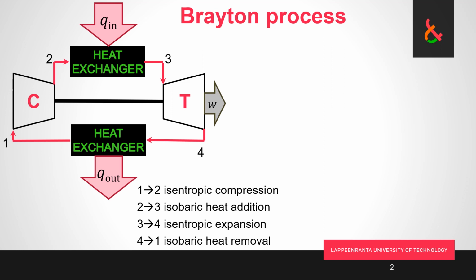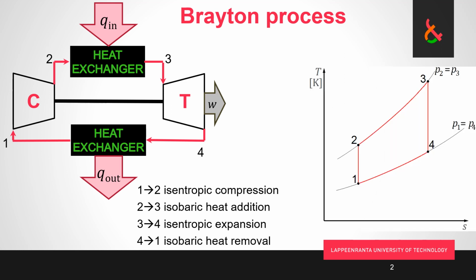And this is very much simpler than the steam cycle. We have only 4 basic components. If we start from point number 1, we go through the compressor, marked with C, in isentropic compression. Then we have a heat exchanger where we bring heat to our work fluid. The heated high pressure fluid is expanded isentropically in the turbine. And finally, we do isobaric heat removal, and we are back at point number 1.